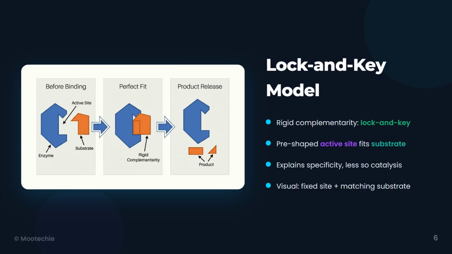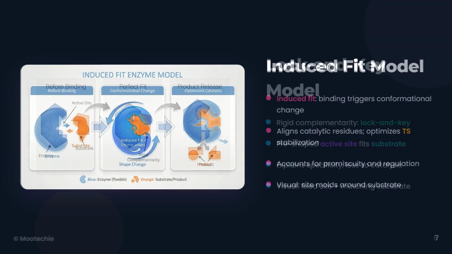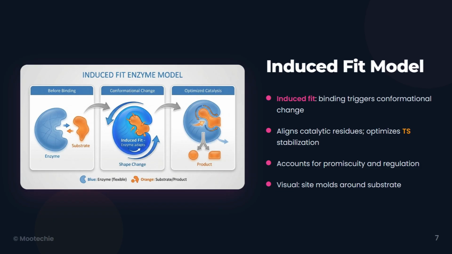This model explains specificity well, but is less effective at explaining catalysis. A simple visual on the slide shows a fixed active site and a matching substrate coming together. The second model is the induced-fit model. Here, binding triggers a conformational change in the enzyme. The active site molds around the substrate, which aligns catalytic residues and optimizes transition state stabilization.